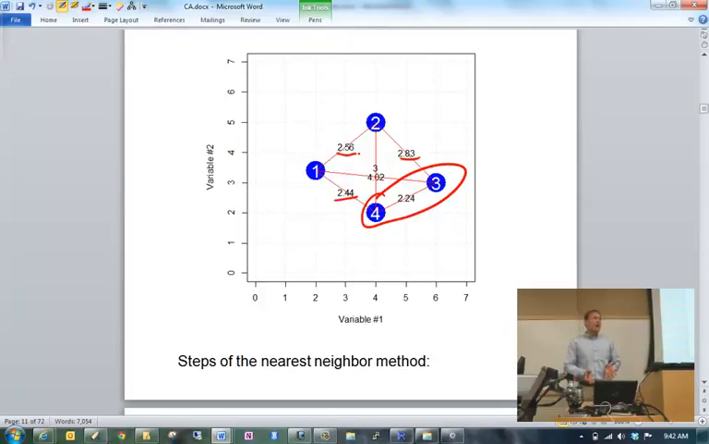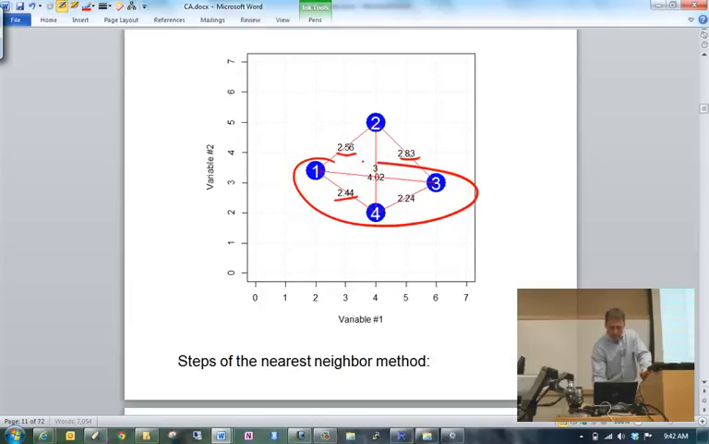So based upon that, let's say step 2 of my nearest neighbor method, which observations should I join together? Or which clusters, I should say? 1, 3, 4. Yeah. So 1, 3, 4. So I have a cluster with 1, 3, and 4 in it, and then I have a separate cluster with just 2 in it. So then, obviously, the next step would be to join 2 with the remaining observations.